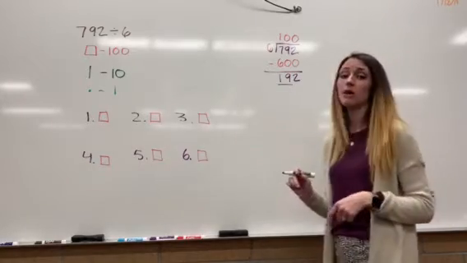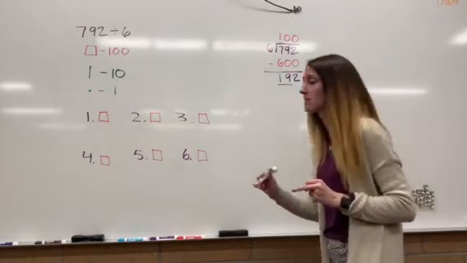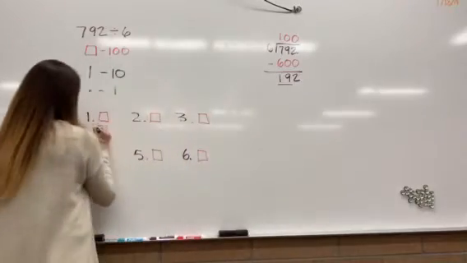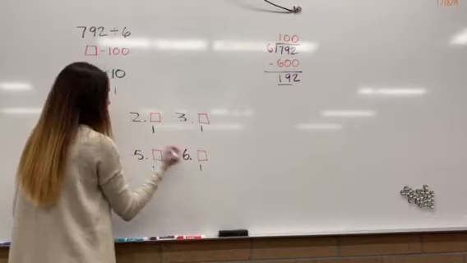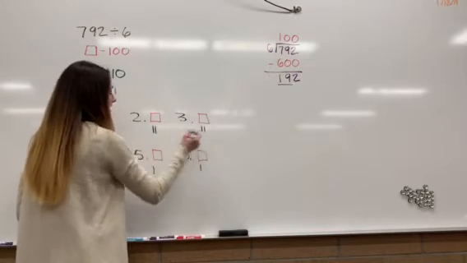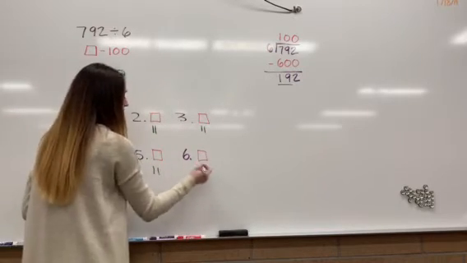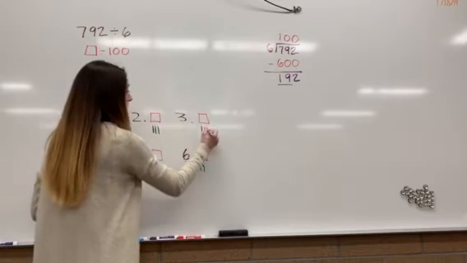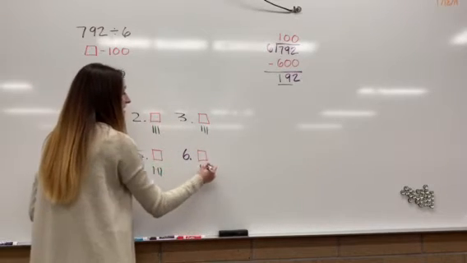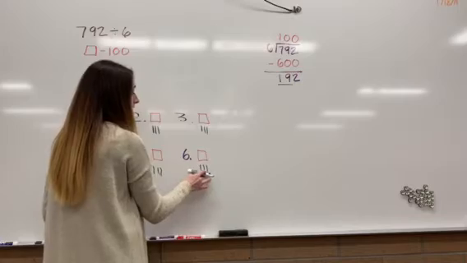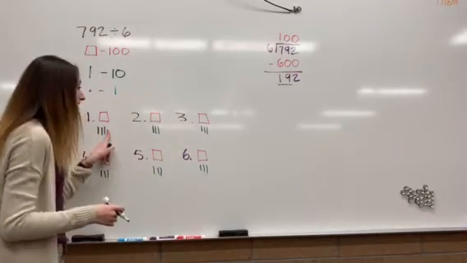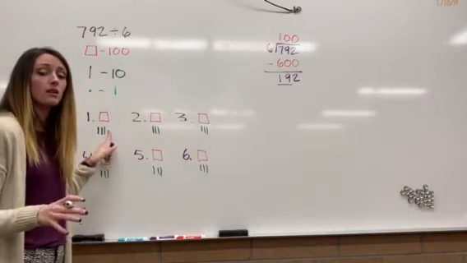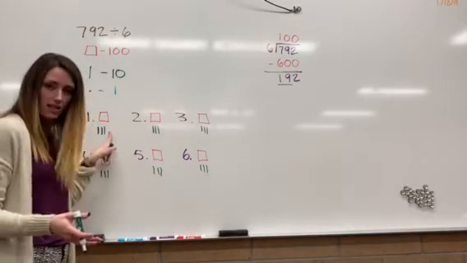I'm going to put them into my groups just like I did my hundreds flat. So I'm just going to start counting. 1, 2, 3, 4, 5, 6, 7, 8, 9, 10, 11, 12, 13, 14, 15, 16, 17, 18. I have to stop at 18 because if I put 19, it'll make my groups uneven. So I've used 18 10 sticks.